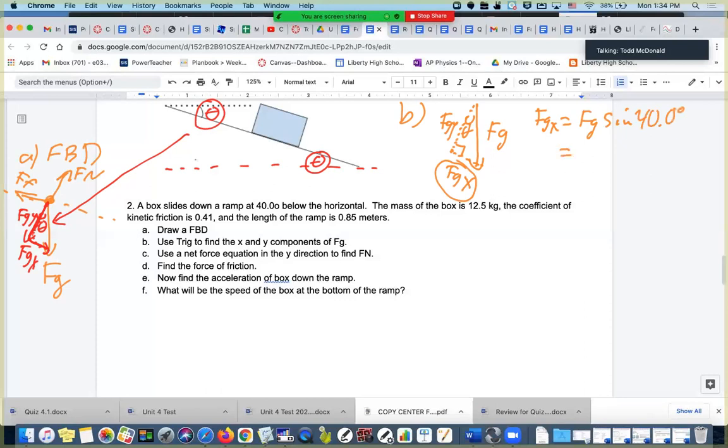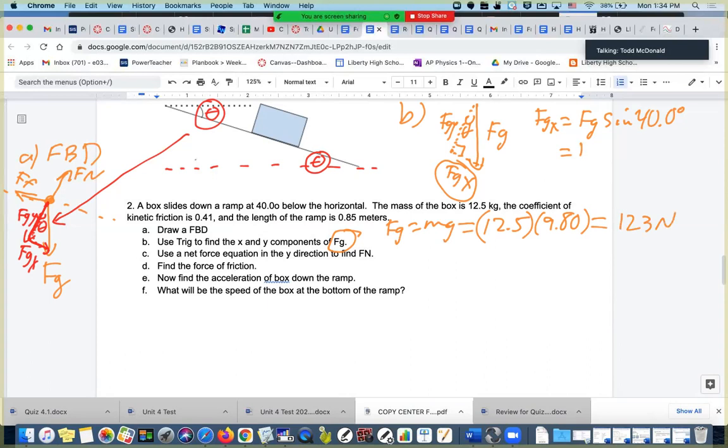And in order to do that, it looks like there's a little note that doesn't say this, but we probably should find FG out to the side. So I'm going to do that. FG is equal to mg. So if I take the mass, which we said was 12.5, and multiply it by 9.80, this is going to give us FG, so we can use it in our equation. 12.5 times 9.80, you're going to get 123 newtons.